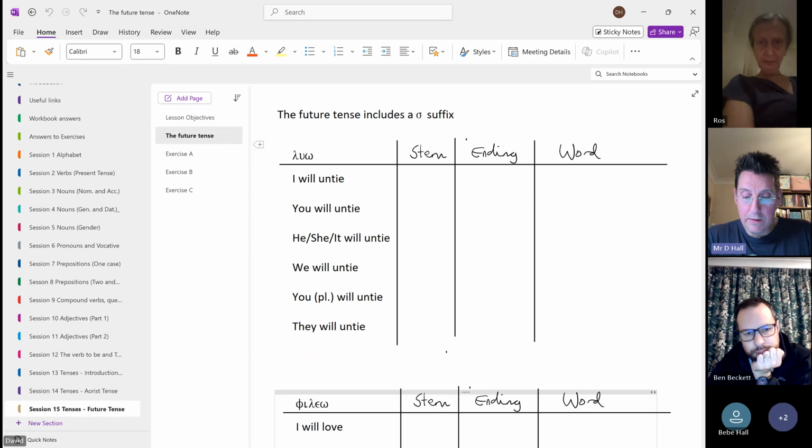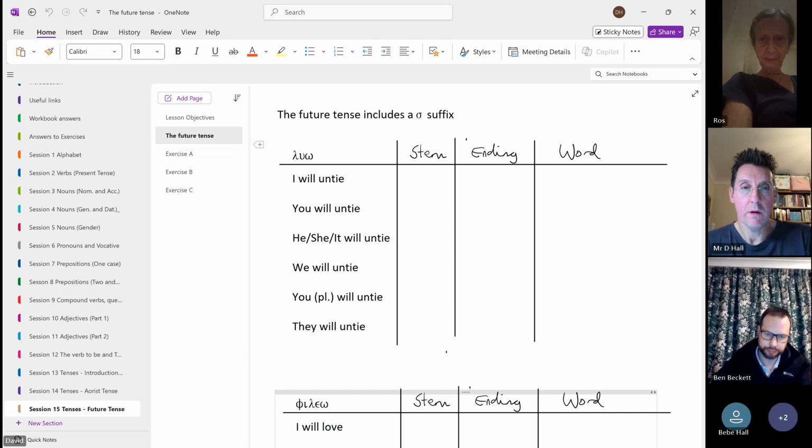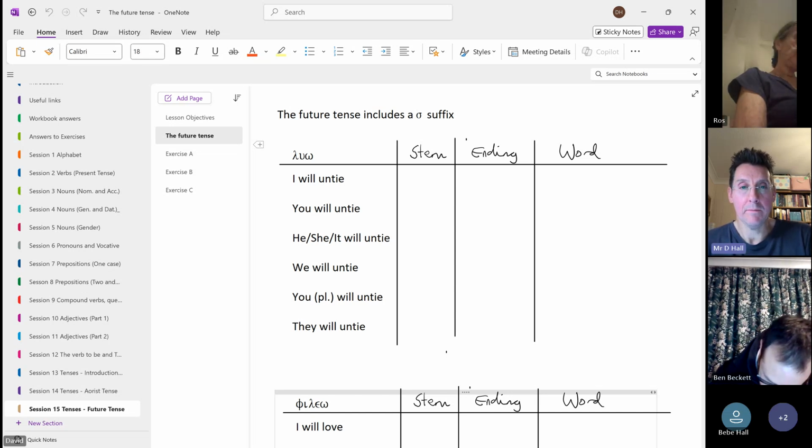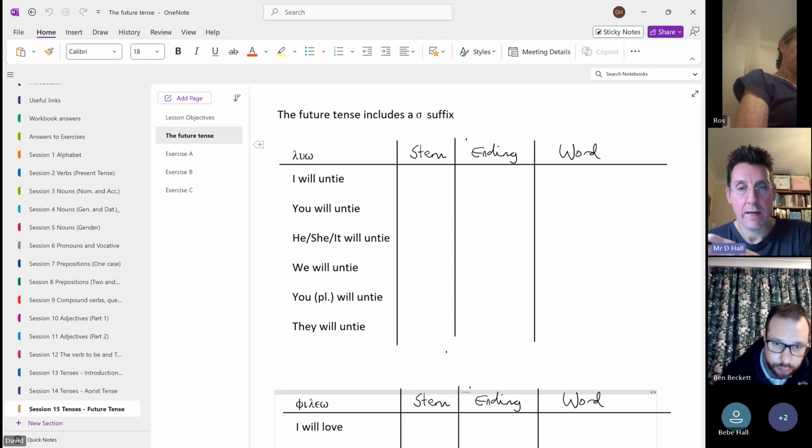As before, there is a stem to our verb, and then there is an ending. And the good thing about this is that the ending for the future tense is identical to the present tense, and the stem is pretty much identical. All that happens is that there is a sigma, which is added exactly in the same way as in the aorist tense. So if you remember with the aorist tense, we had a sigma that was added, although there were different endings. So the same thing's going to happen for the future.